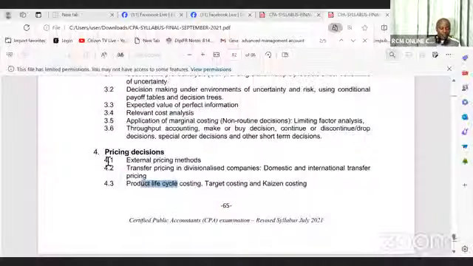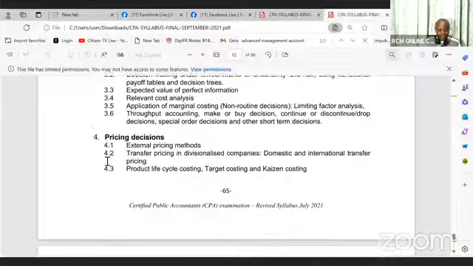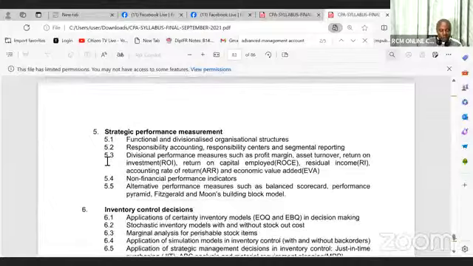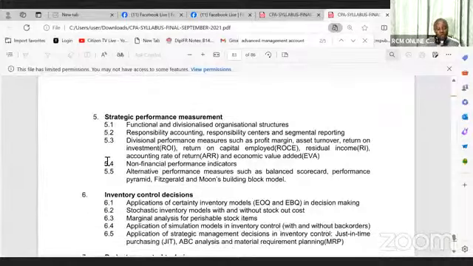All right. Now from there, we go to the pricing decision that's over. We have strategic performance measurement. They want us to look at functional and divisional organizational structures, responsibility accounting, responsibility centers, and segment reporting. They want us to look at divisional performance measures such as profit margin, assets turnover, return on investment, return on capital employed, residual income, accounting rate of return, and average economic value added.